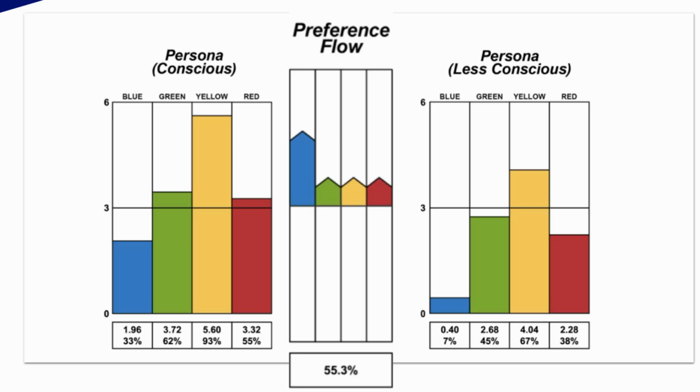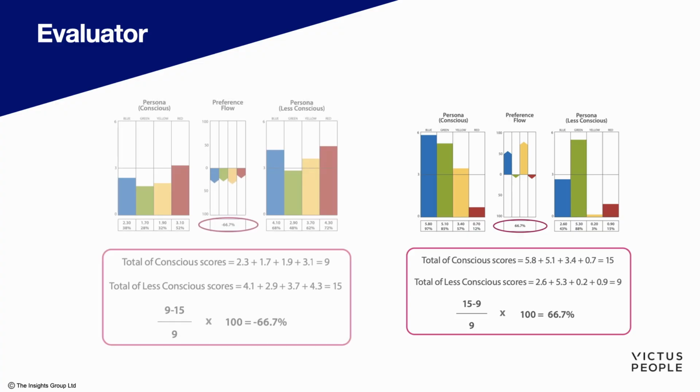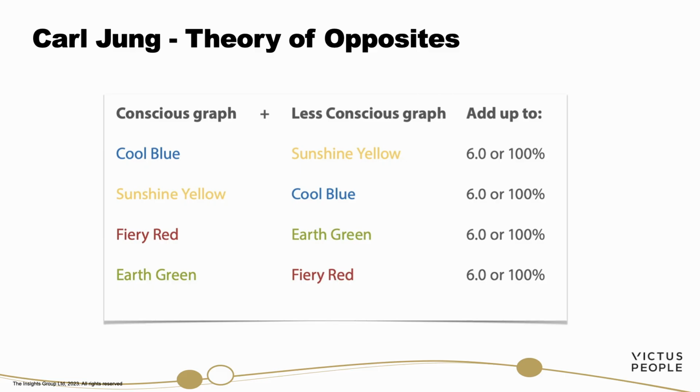The percentage below represents the change of energies from less conscious to conscious. It can range between positive 66.7 to negative 66.7. That's because in the evaluator, the highest number was 6. And for all you cool blues out there, the formula is total of conscious minus total of less conscious divided by the lower of the two numbers.